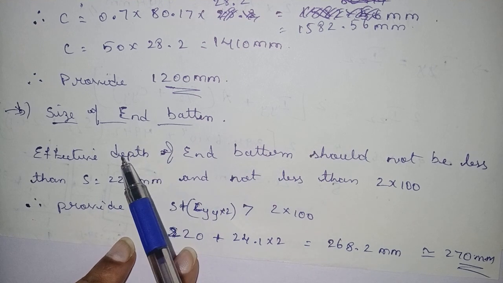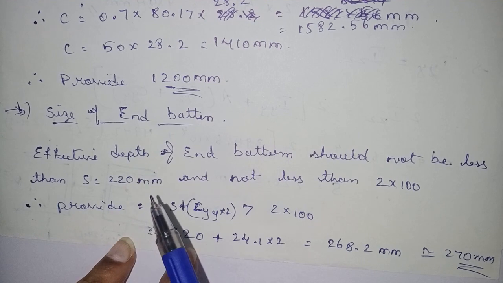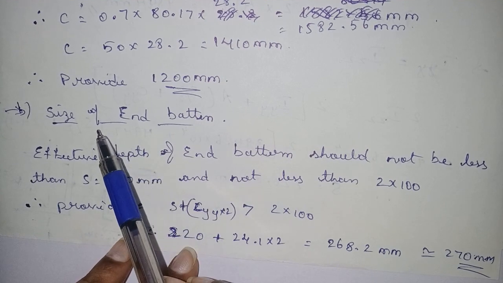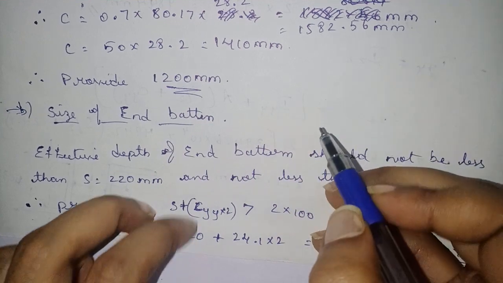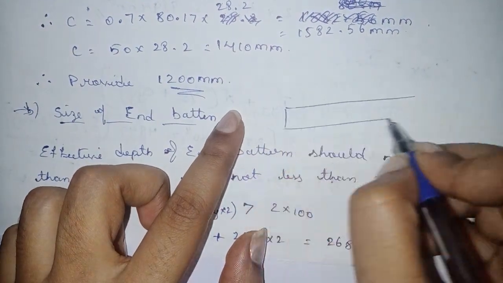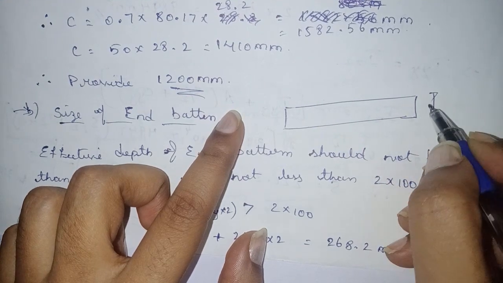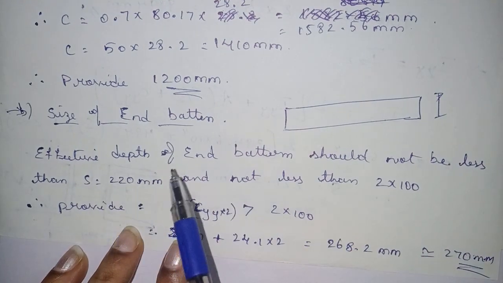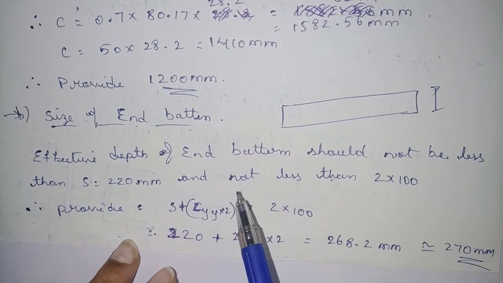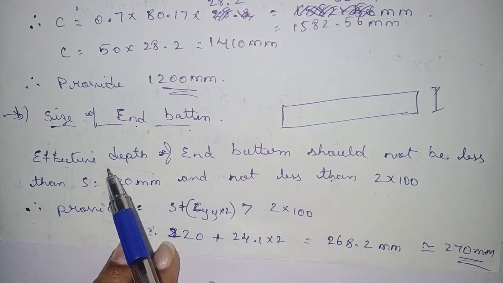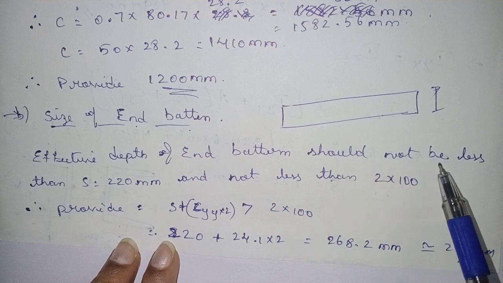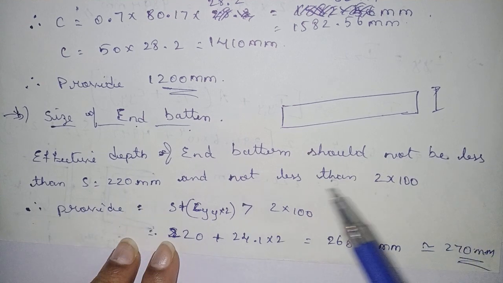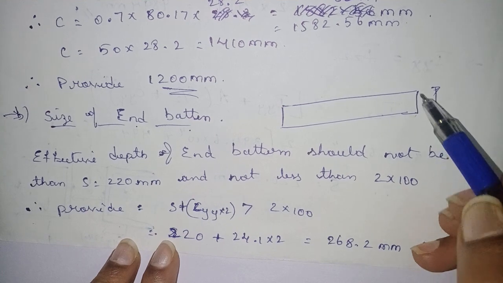Okay, so to calculate that, you have two things here: effective depth and overall depth. Size is nothing but the size of the battens. This is effective length, overall depth, like that we are calculating here. So now first we'll calculate for end battens. In the end battens, effective depth of the end battens shall not be taken less than S. Whatever the spacing we have given, it should not be lesser than that. Like that we need to design this.